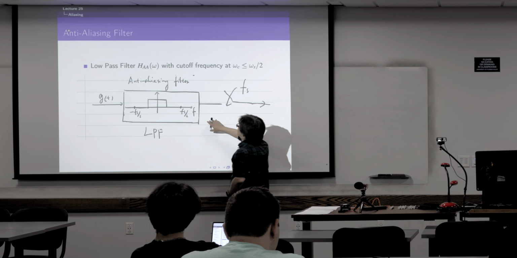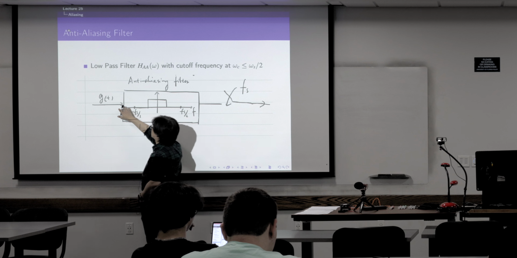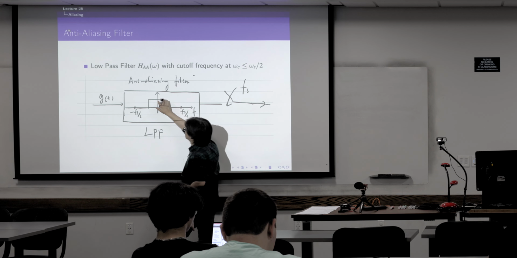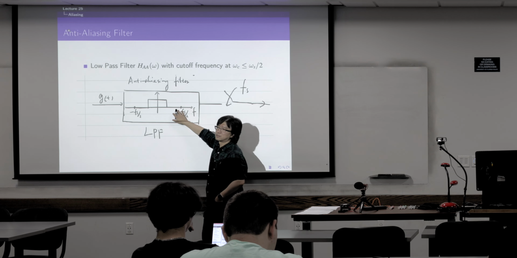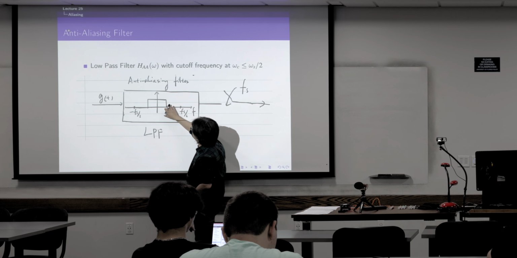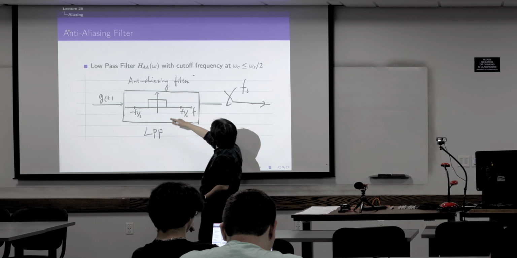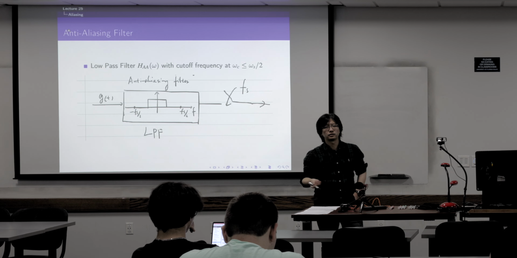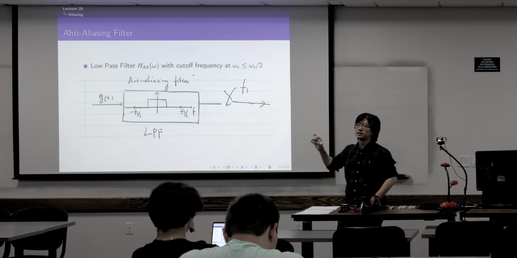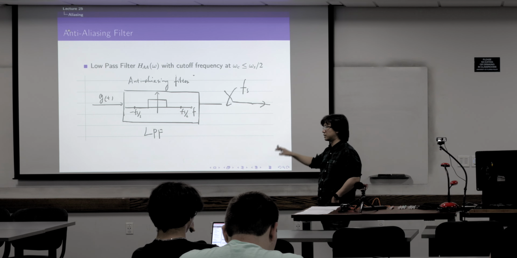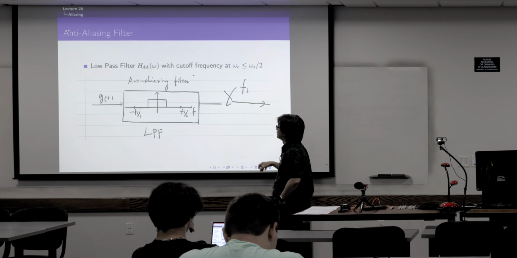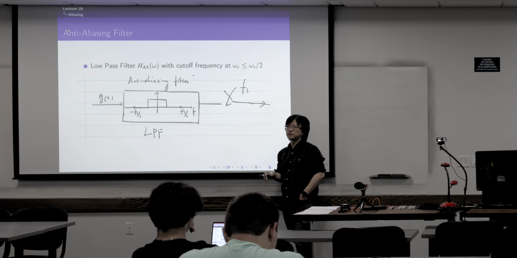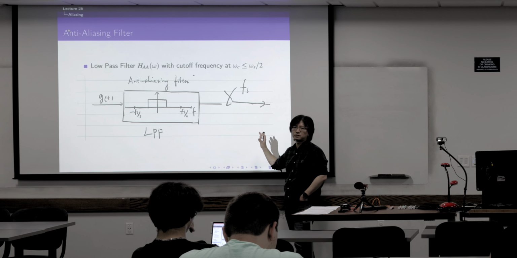So we pass the original signal g of t via an anti-aliasing filter, which is a low-pass filter. We pass it through the low-pass filter and make it band-limited, and then we sample that, and then we can get our sampled signal. This is what we do in practice. Basically, we get rid of the high-frequency component and make it band-limited. So is that the best thing we can do? Maybe not. This is one way to do it.